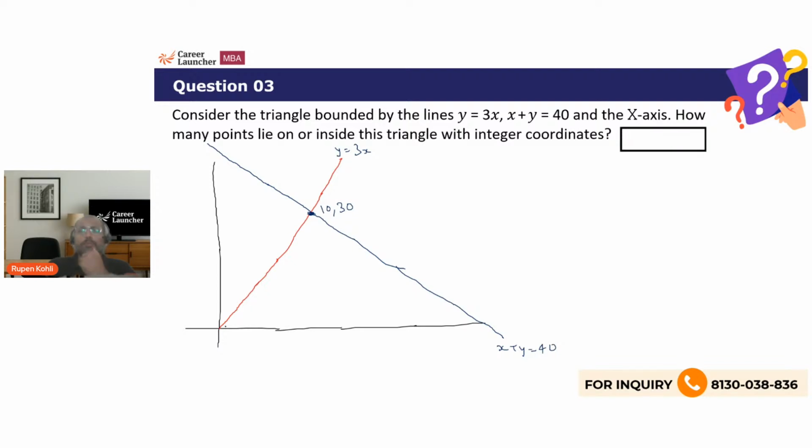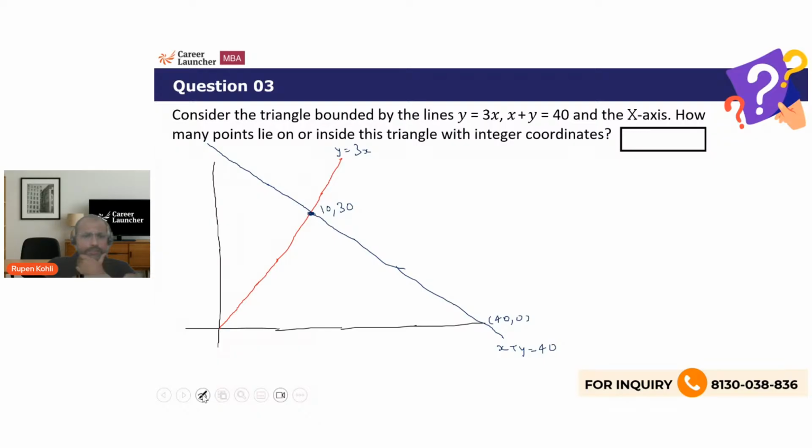So there will be so many points, like (0, 0), the origin itself, and this point (40, 0) also. All the points on the boundary of the lines, the sides of the triangle, and inside of the triangle, so many points. So we have to count them, right? It's a counting problem.